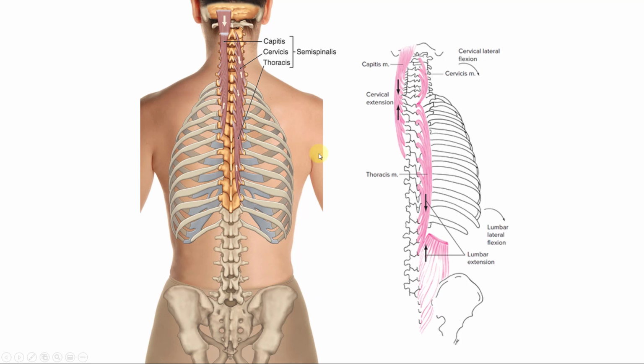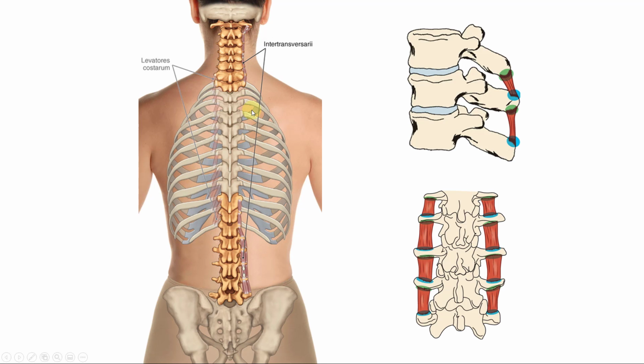And then you have the semispinalis, which is also part of the transverse spinalis group. And we also had this prior to in the cervical region. You have some other random muscles here, the interspinalis and intertransverse muscles, that are just little tiny muscles that are in between each of the segments.